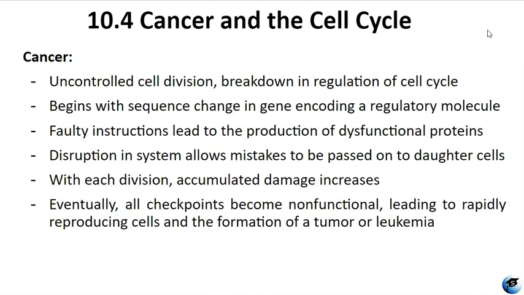These changes result in dysfunctional proteins, and when the monitoring system is disrupted, errors can be passed on to daughter cells, and with each new cell division, more damage accumulates in more daughter cells, and eventually all the checkpoints become dysfunctional, and rapidly dividing cells overpower the normal cells, forming tumors or even causing leukemia.